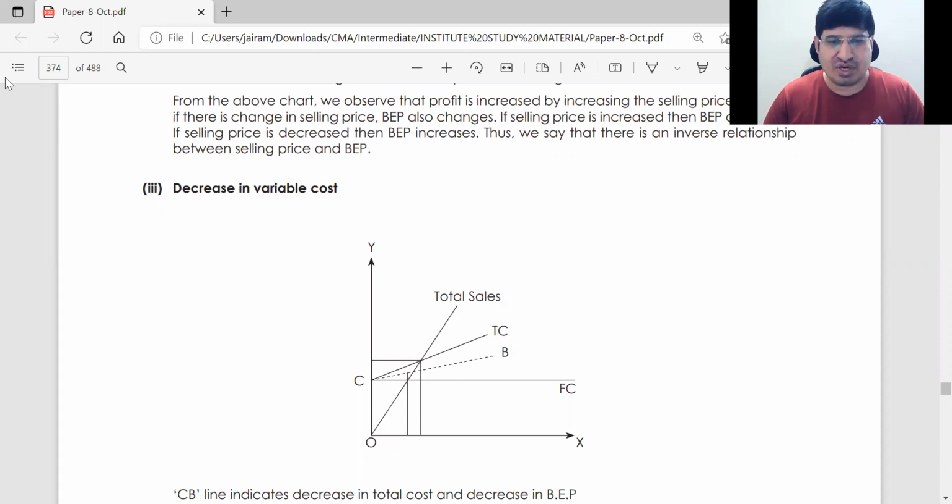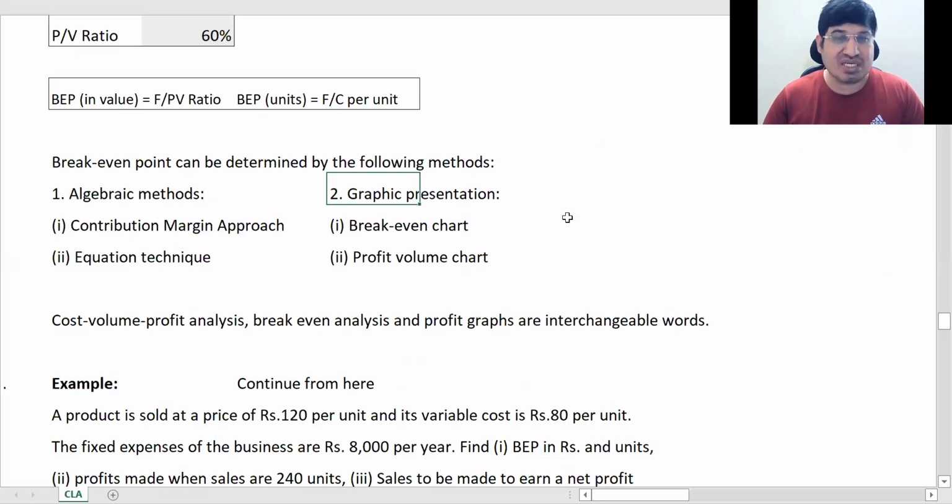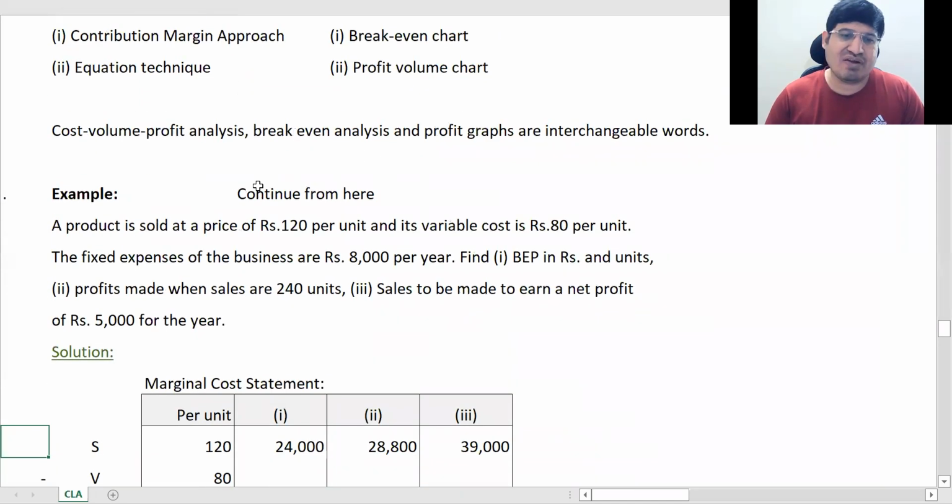So now I'm going back. Okay, so this was your graphic presentation. I just gave an introduction to you. चलो, so this is where we were supposed to continue. ठीक है, और हमने थोड़ा सा चार्ट्स वार्ट्स भी देख लिया. ओके, so let's see this problem now.